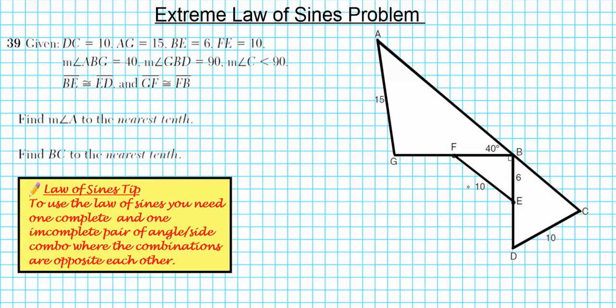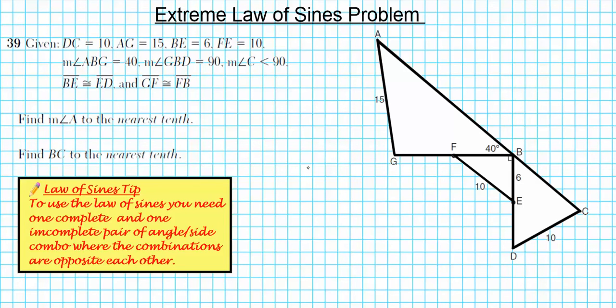So we have this composite figure right here, as you can see, that it's pretty complicated. This is the information that we have. It says given that DC is 10, AG is 15, BE is 6, FE is 10. The measure of angle ABG is 40. The measure of angle GBD is 90 degrees. The measure of angle C is less than 90. BE is congruent to ED and GF is congruent to FB. Find the measure of angle A to the nearest tenth, and then find the side length BC to the nearest tenth.